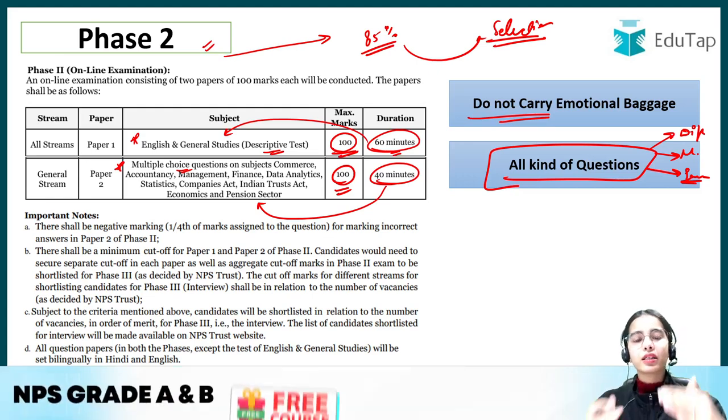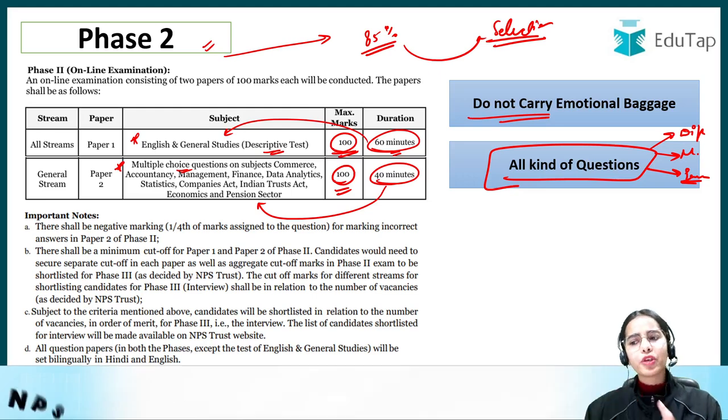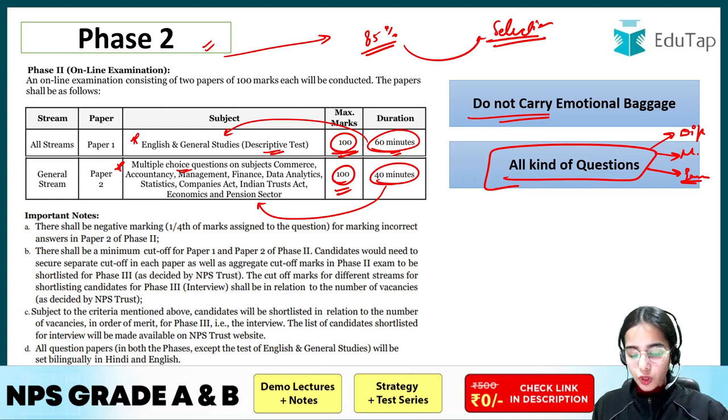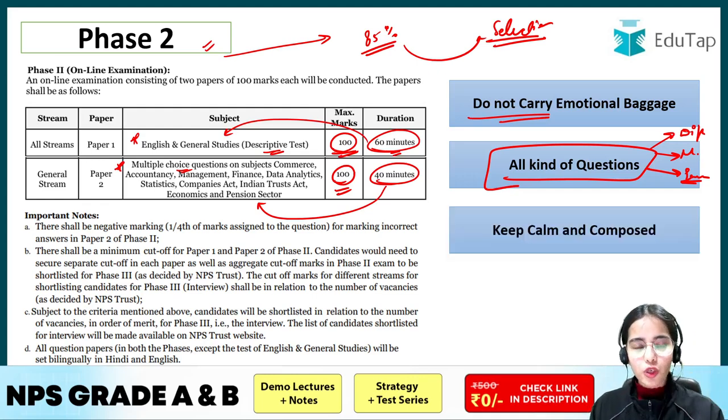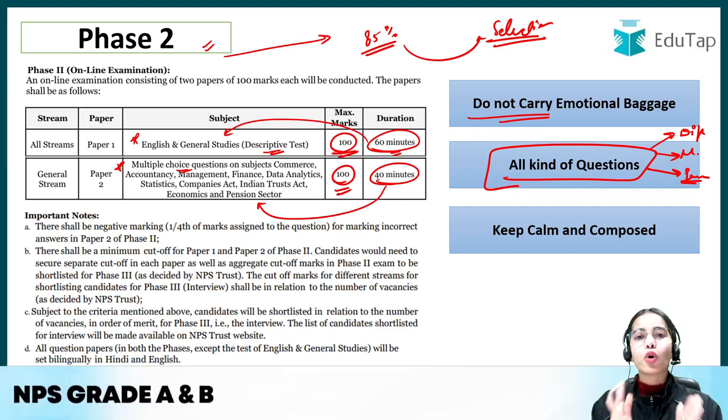Do not get disheartened if you are getting a lot of tougher questions in the starting. After that, maybe you will get the easier or moderate questions. So in the starting only, do not lose your calm, do not lose your composure. Keep your calm, keep your composure, because if the question paper is tough, it is tough for all the students.